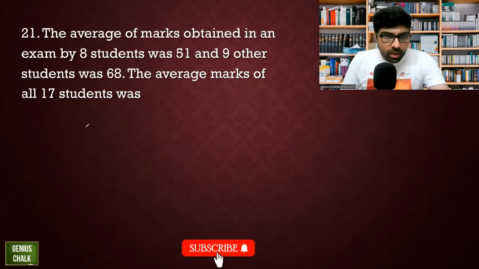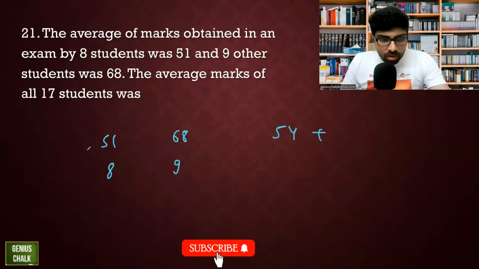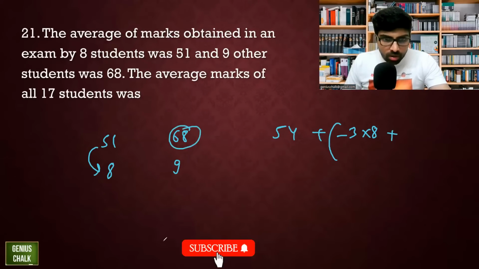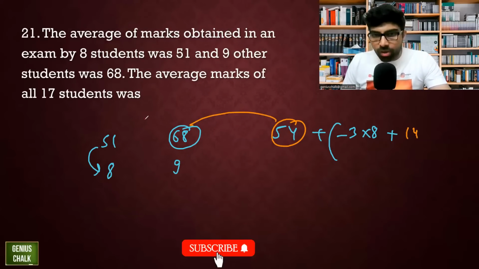If I take some other number, you may think that I'm taking 51 and that's why the answer is coming. You can take some other number. 8 students, 51. 9 students, 68. Let's say I take 54. If 54 is the average, then compared to 51, this is 3 less. 3 less for how many students? For 8 students. And for 54 and 68, this is how much more? The difference is 14.